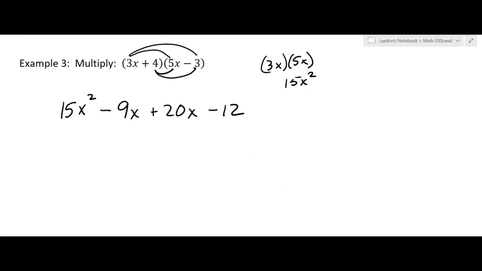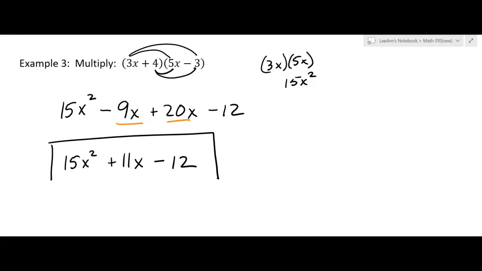I look at my 4 terms. Are any of them alike that I could combine? Those are like terms, and I can combine them. So it's going to be 15x squared, with a minus 9x and a 20x, which is 11x, minus 12. And then we get this nice, cute trinomial.